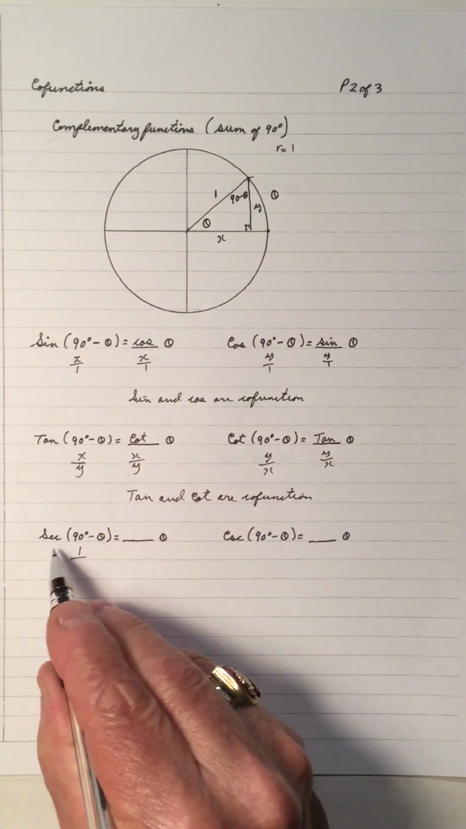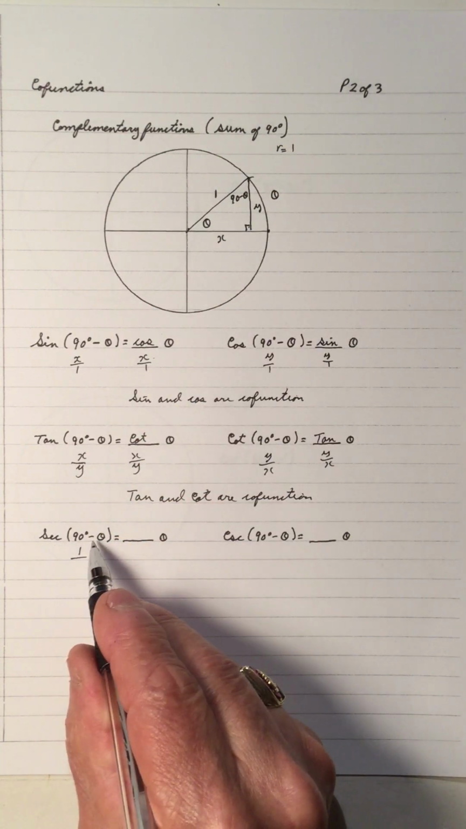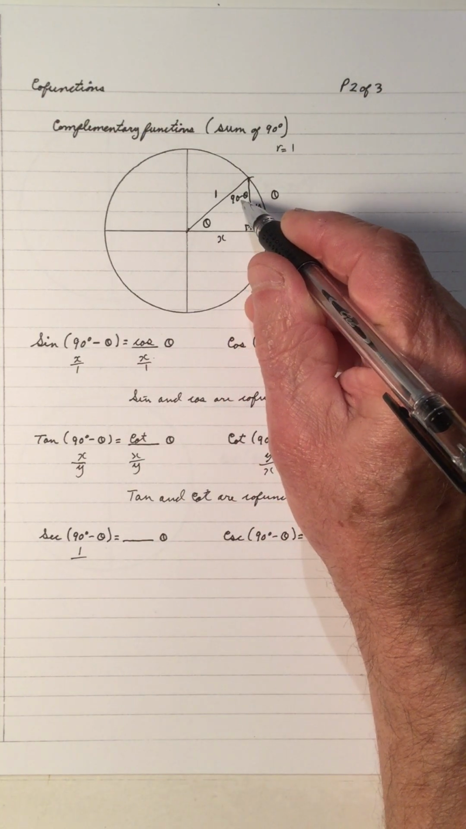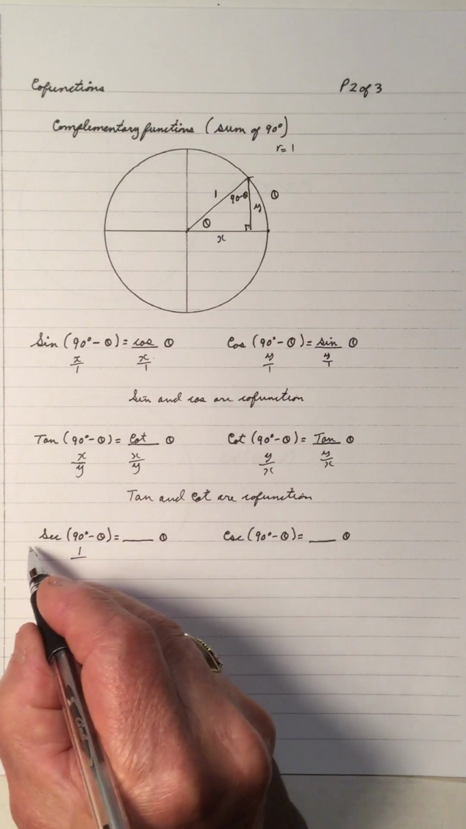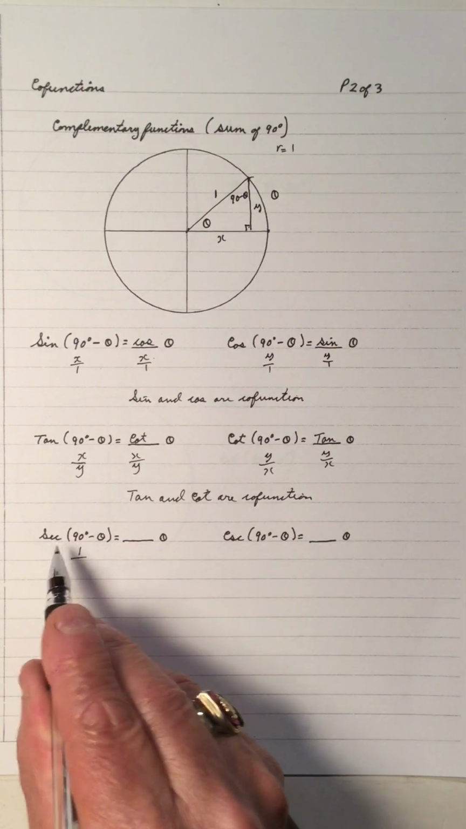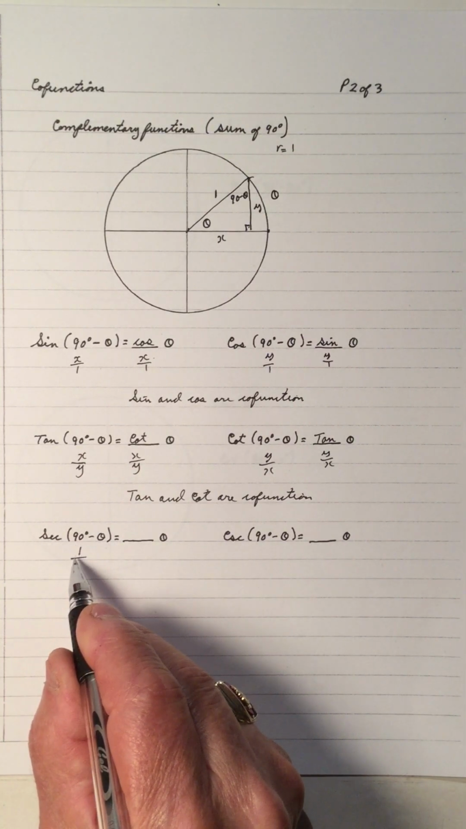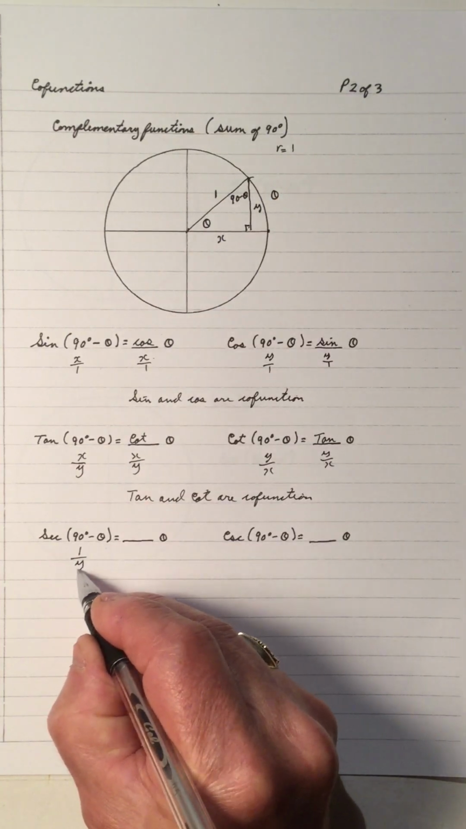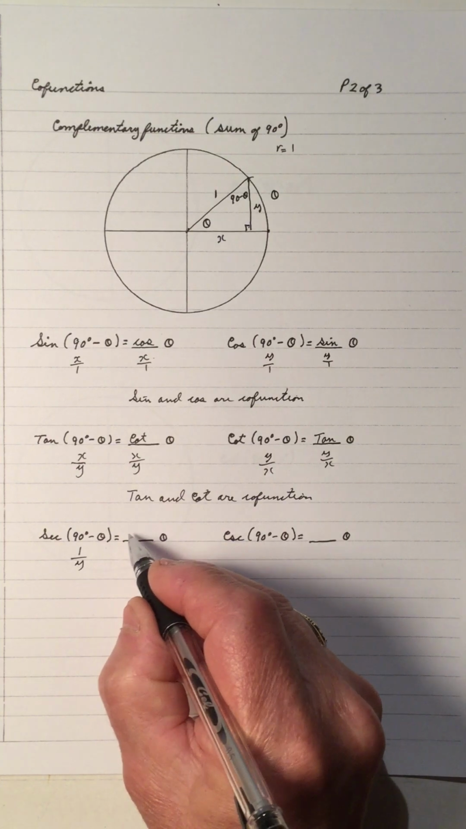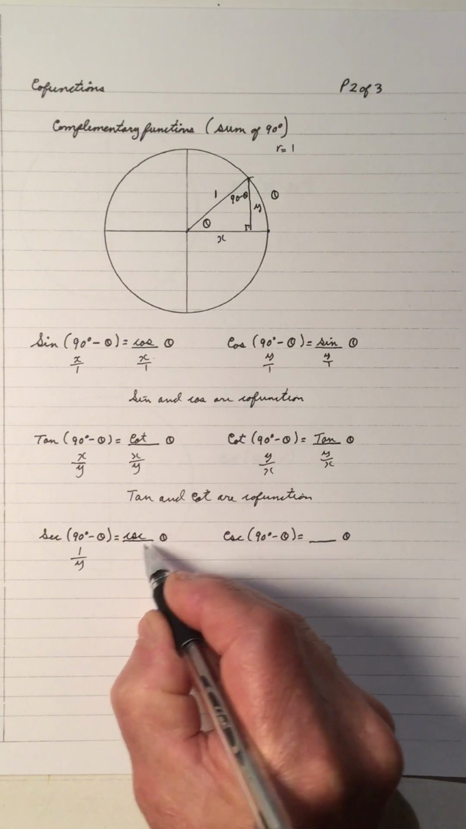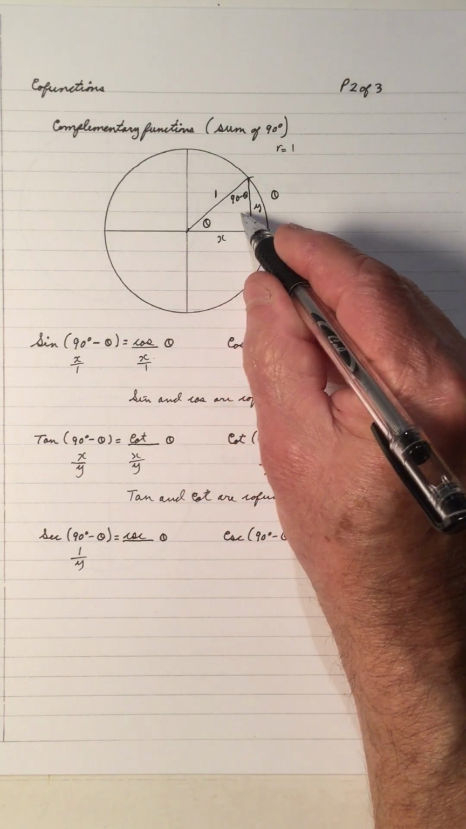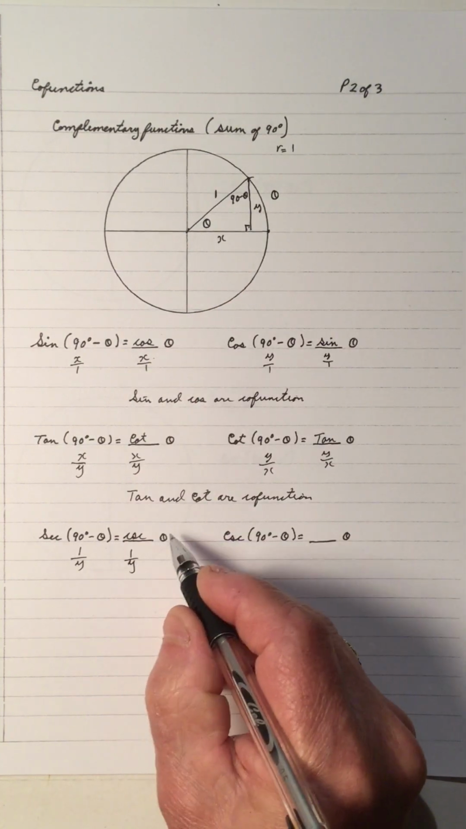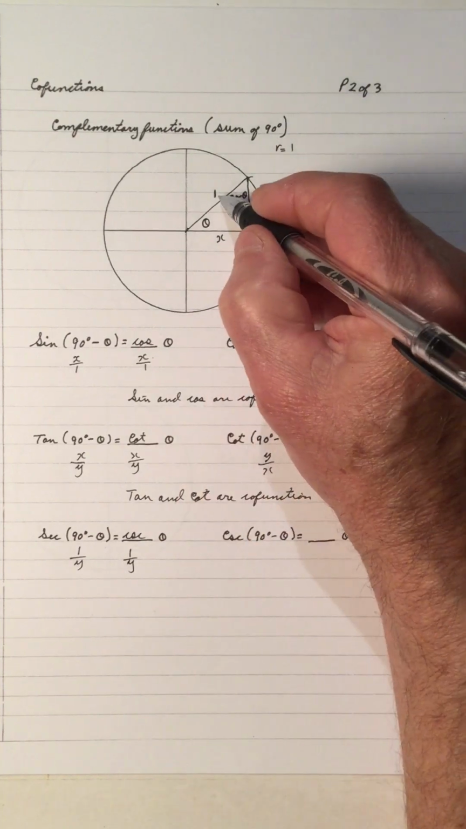Secant is opposite over adjacent. Secant is the reciprocal of cos, so secant is 1 over cos. So for 90 minus x, it's 1 over the y. And cosecant, in terms of theta, is 1 over the opposite, 1 over the sine.